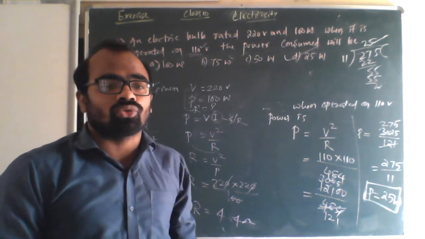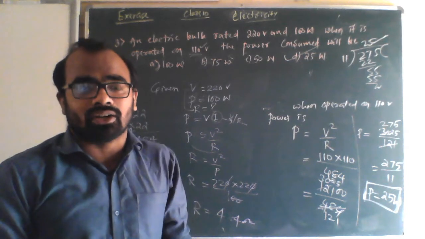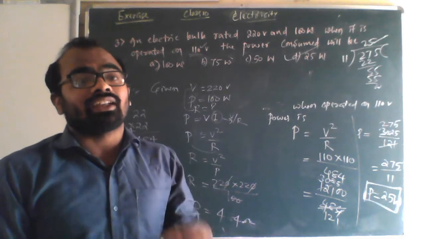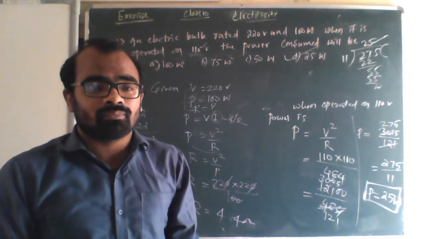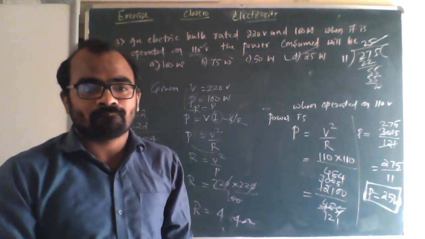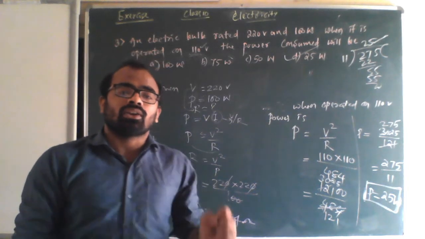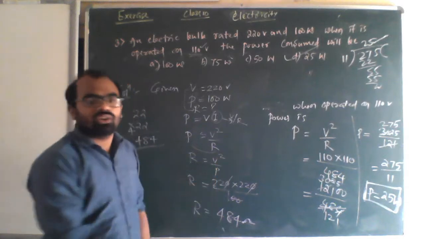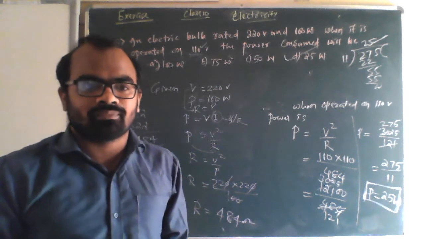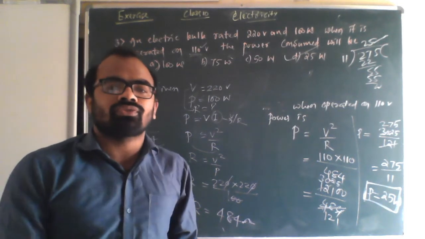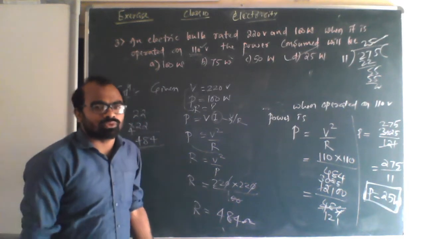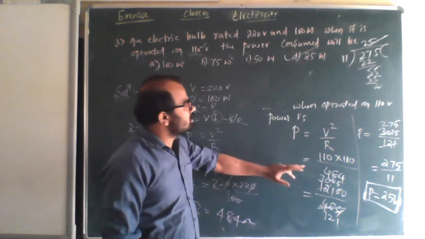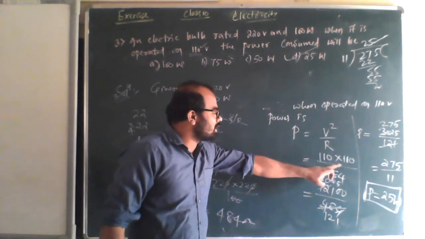When it is operated on 220 volt, the power will be 100 watt. If it is operated on 110 volt, what will be the power? That time we have to find the resistance first. That resistance is fixed. Okay, and we got the resistance as 484 ohms. After that we will use the P equal to V square by R formula, and V now is 110 volt. Okay, see, when operated on 110 volt means V is 110 volt.